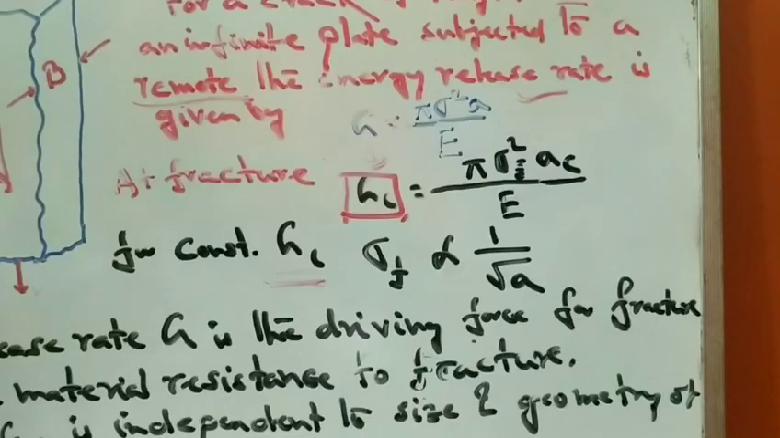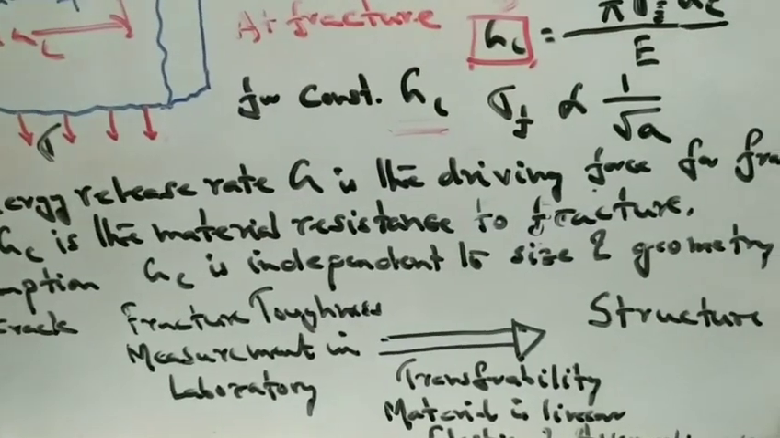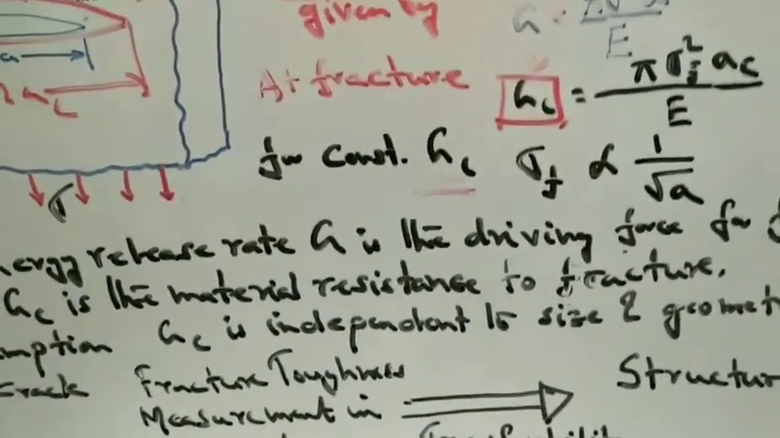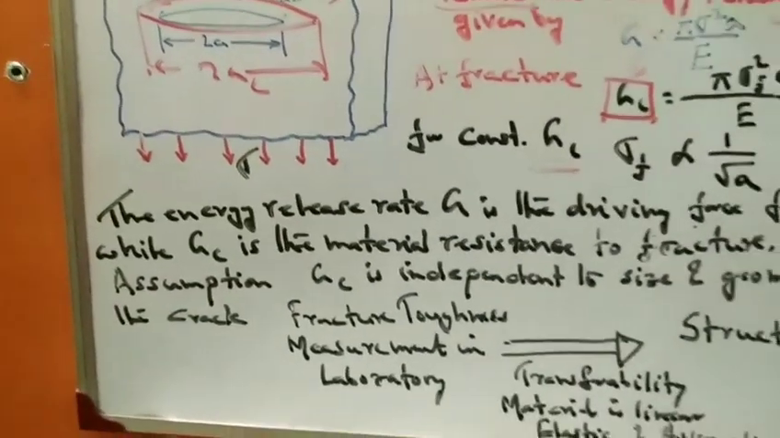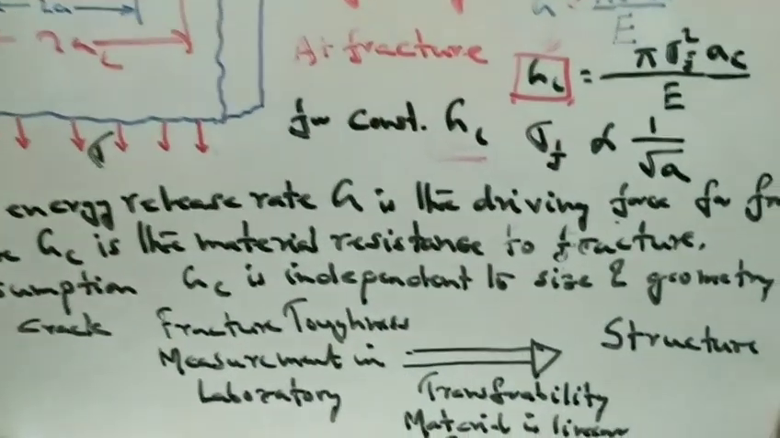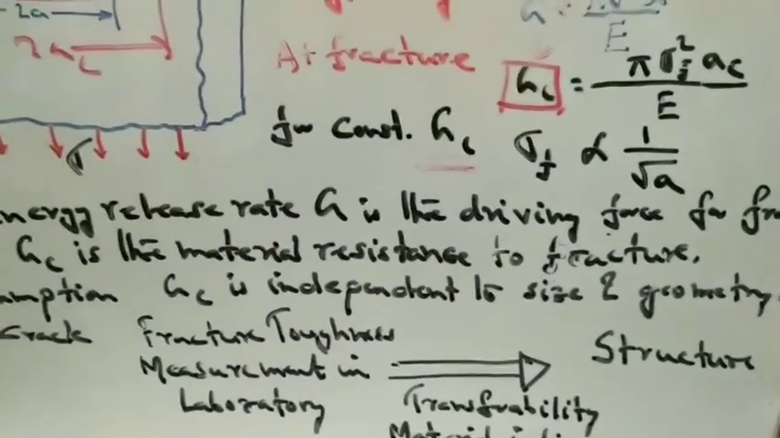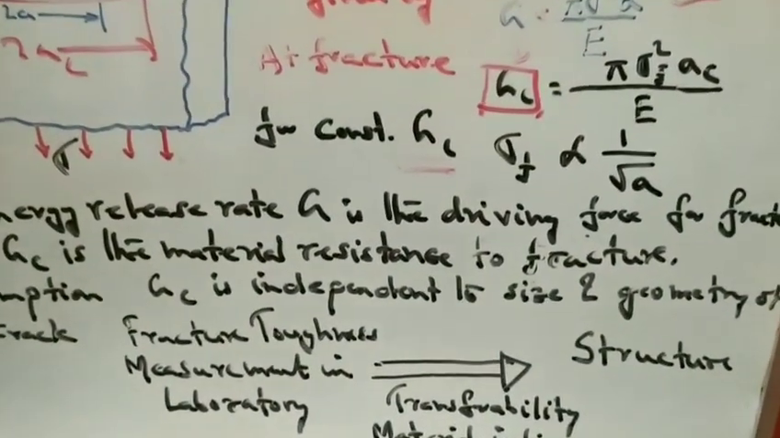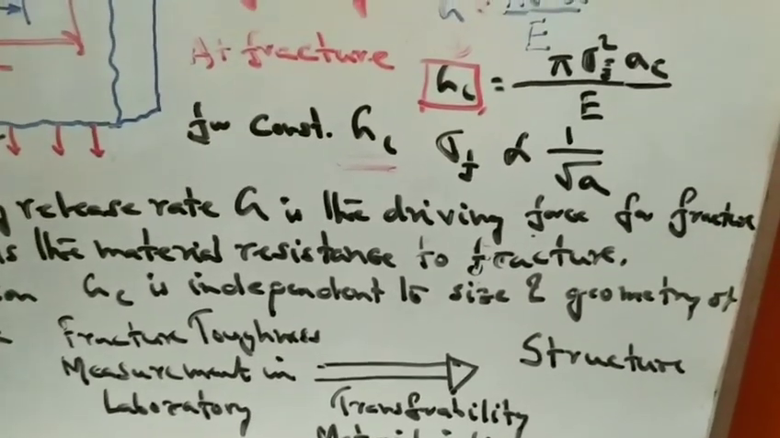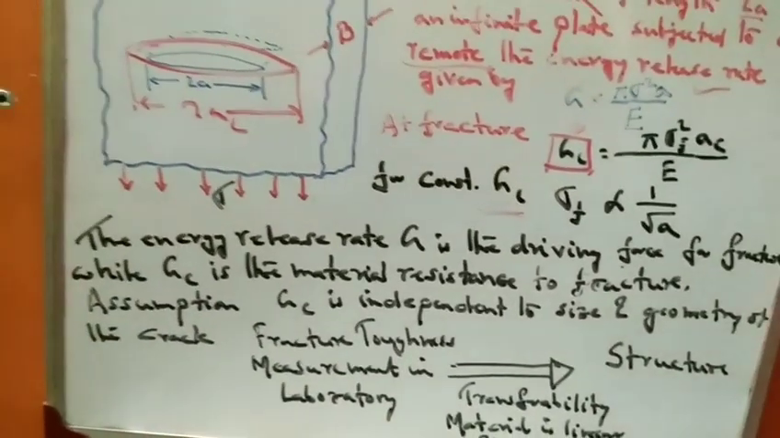Now there is an assumption. That assumption is that Gc is independent of size and geometry of the crack, because it is a property of the material. If it is really a property of the material, it should be independent of size and geometry. So Gc is independent of size and geometry of the crack.